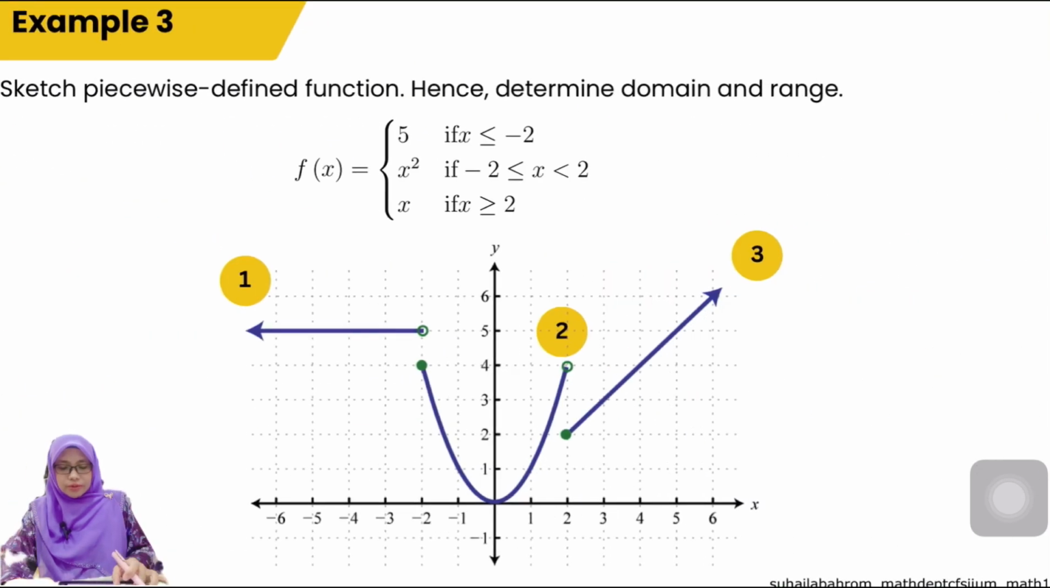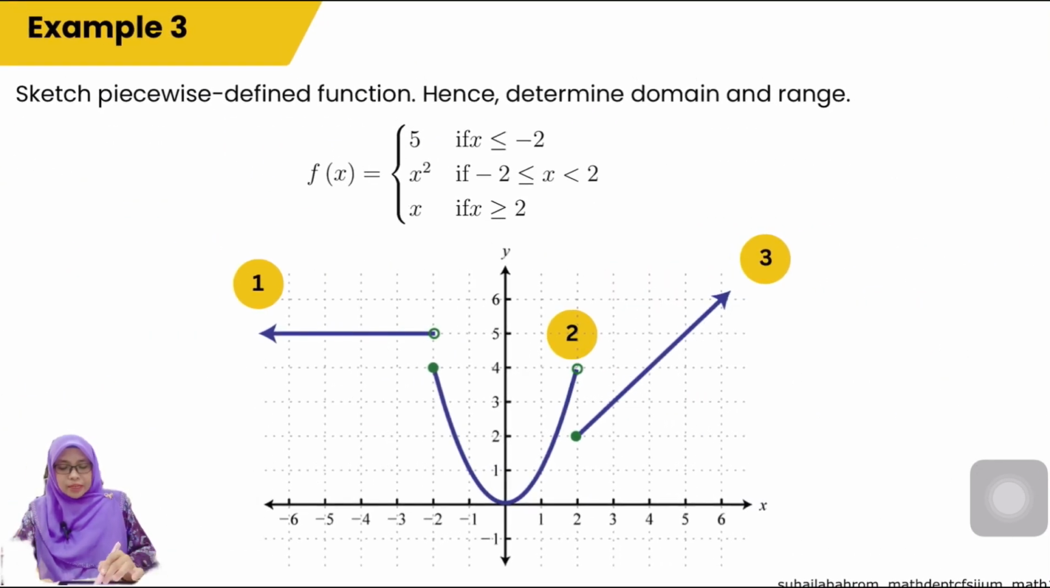Okay, so let's look at another example here. We have three equations in the function f. The first equation refers to a constant function, y equals 5. The second one refers to the quadratic. And the next one refers to the identity function.